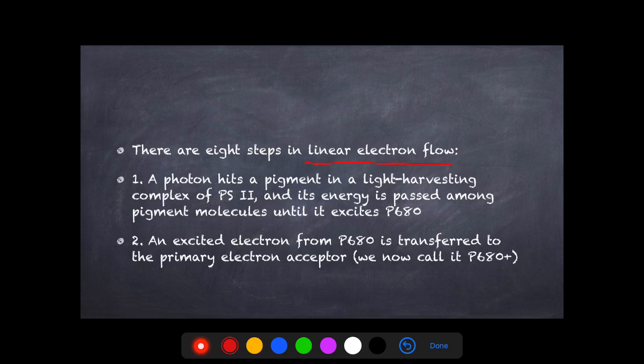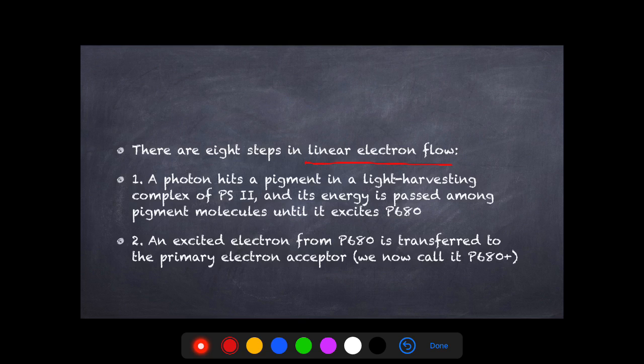There are 8 steps that are part of the linear electron flow, all right? So we're gonna go through them. The first one is that you have a photon that's going to hit a pigment in the light harvesting complex that we saw earlier. You can follow along in your textbook. They have really good diagrams.